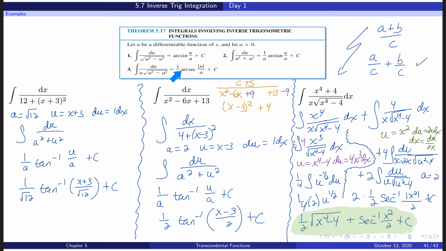So I need the arcsecant formula. So 2 was on the outside, 1/2, because a was 2, inverse secant of the absolute value of x squared over 2 plus c. Absolute value of x squared, I don't need the absolute value because x squared is positive. 2 times 1/2 is 1. So here's our final answer right there. Okay?